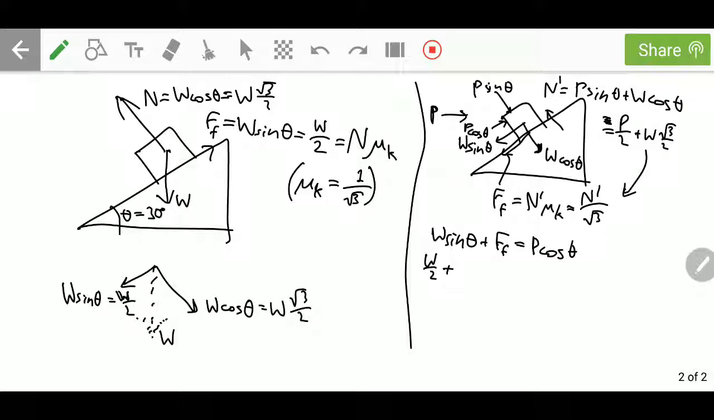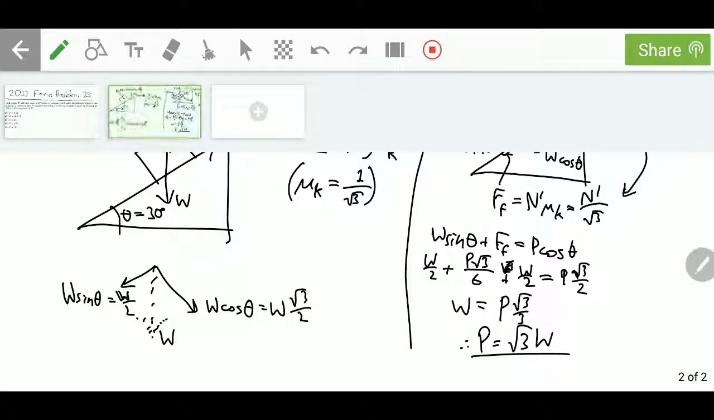And so we will get P over 2 divided by root 3 is P root 3 over 6. And then W root 3 over 2 divided by root 3 is just W over 2. And that equals P cosine theta. And that will equal P times the square root of 3 over 2. And now if we rearrange, here we get W, and then root 3 over 2 minus root 3 over 6 is root 3 over 3. So we get P times root 3 over 3. And therefore P is equal to the square root of 3 times W.